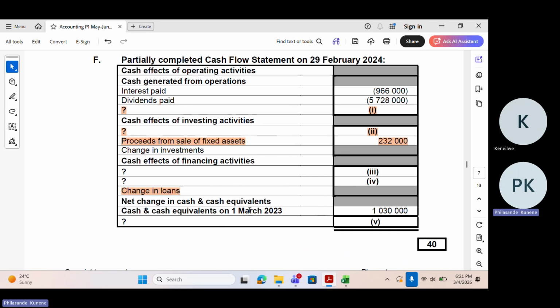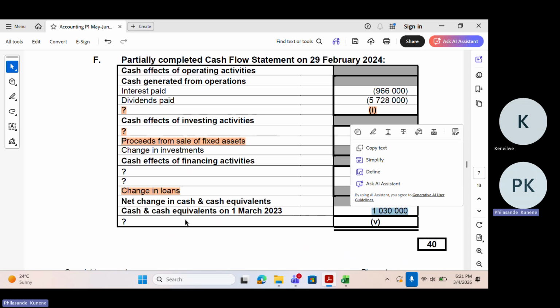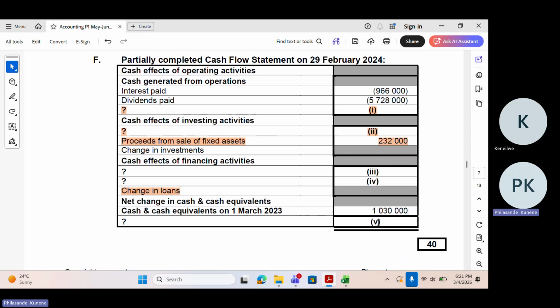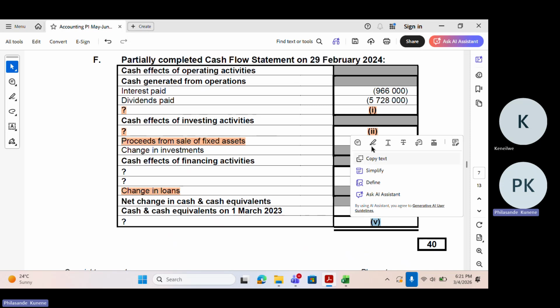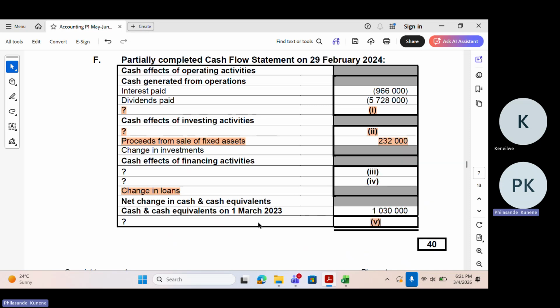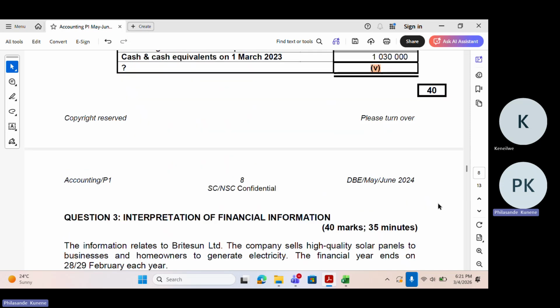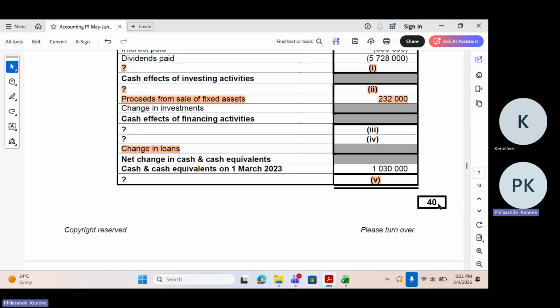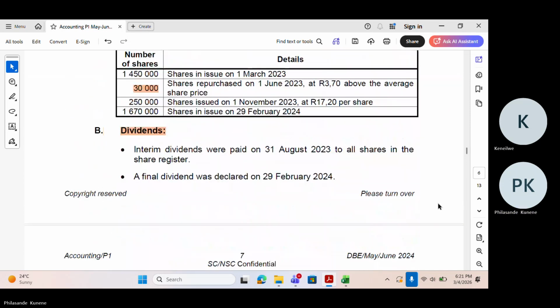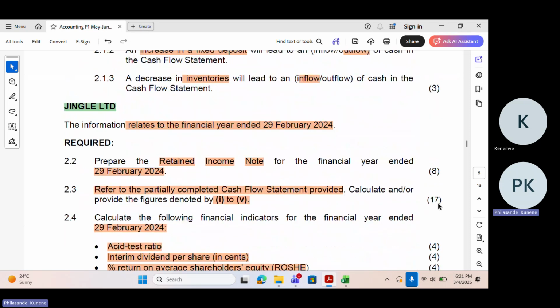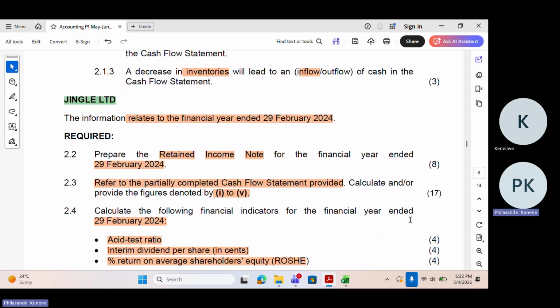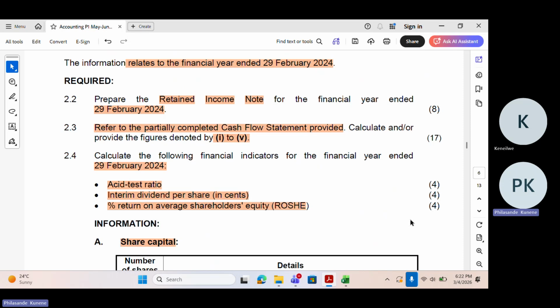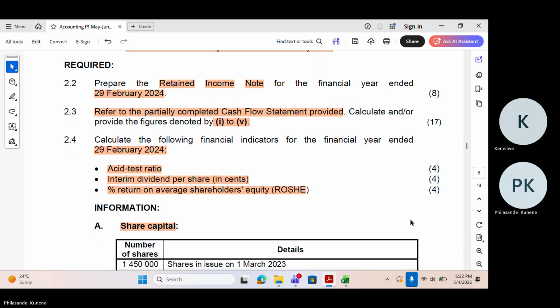And then net change in cash and cash equivalents. Cash at the beginning they gave us, and then we have the question mark for number 5. Obviously, this is going to be the cash and cash equivalent at the end of the year. We need to find the amount. So this is the only information provided in front of us. We need to work on this and see where it's going to take us.